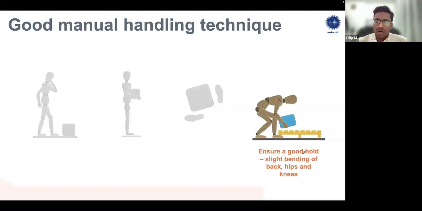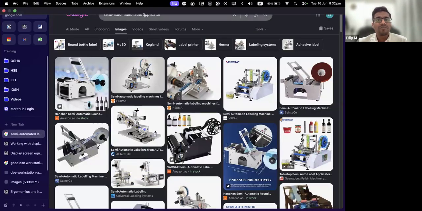When you're lifting the load from the ground, make sure you use your hand and not the fingers. Use your hand to get a good hold. Slightly bend the back, hips and knees, and most importantly, you should bend your knees. If you're not bending your knees or if you're stooping, then it puts more weight onto your back. Now for instance, let's look at the image.